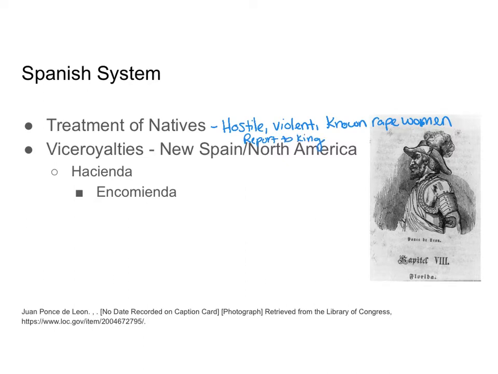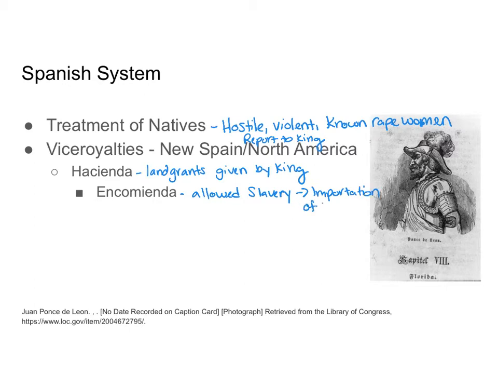Each viceroyalty was divided up into different haciendas. Haciendas were land grants that were given by the Spanish king and divided amongst different Spanish individuals. And within those haciendas, you have what was known as the encomienda. And that is what allowed slavery to take place on these haciendas. They started with Native Americans, but eventually moved to importing Africans against their will. And it was the start of what we know as slavery in the Spanish system.